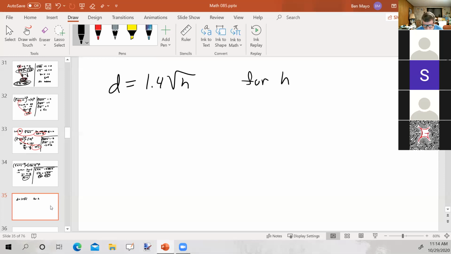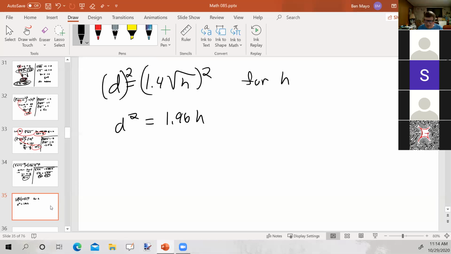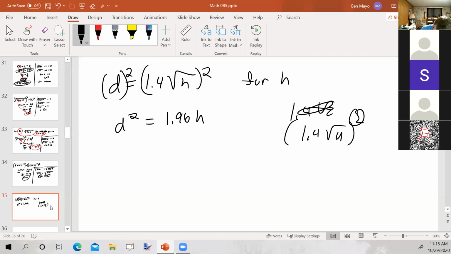Seems like squaring them first seems easier. Okay, then that's what we'll do. Now be careful. I don't get 1.4h. I get 1.96h. Where did I get the 1.96? Because 1.4 is being squared. You're applying the 2 to the 1.4 and to the square root of h. Now what are we going to do?